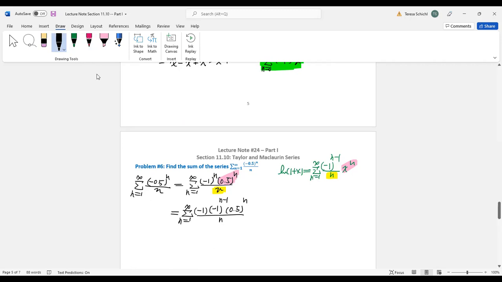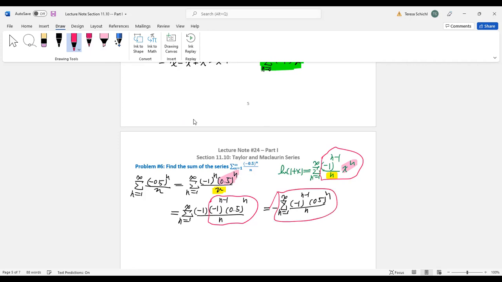That's great, because if you take a look, this part exactly matches the Maclaurin series of the natural log. So now I can put this negative 1 out front. Then I have n from 1 to infinity, negative 1 to the n minus 1, 0.5 to the n, over n. So this exactly matches the definition of the natural log.